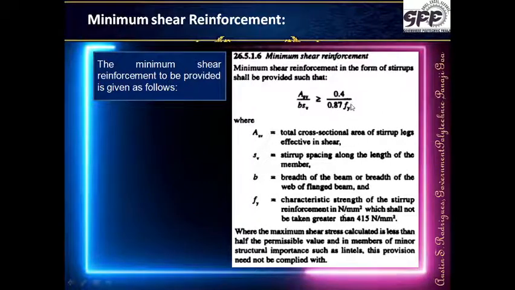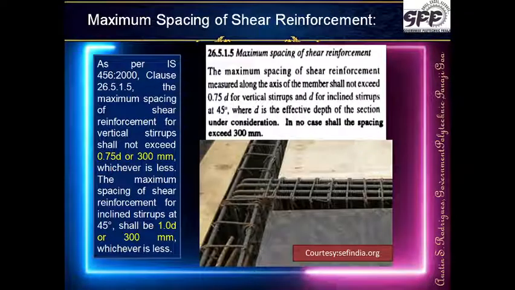And Fy, look at the parameter Fy. Fy we know is the yield stress, but the code is very clear in saying that it will never be taken greater than 415. So even if we are using Fe 500, please note when we are finding the minimum shear reinforcement, the value of Fy will be taken not more than 415. Also, what has been mentioned over here is where the maximum shear stress calculated is less than half the permissible value in members like lintels, this provision need not be complied with. So other than that, we have to provide the minimum shear reinforcement.